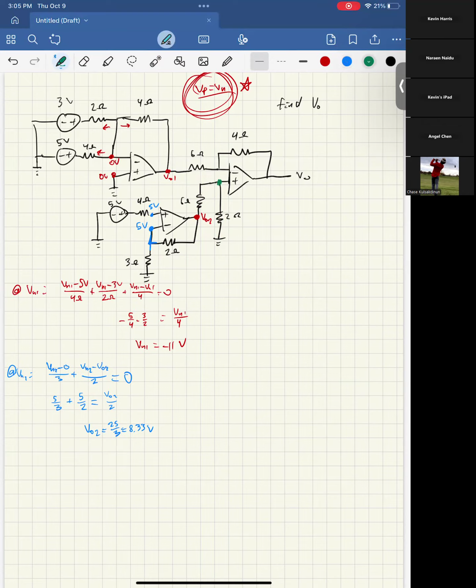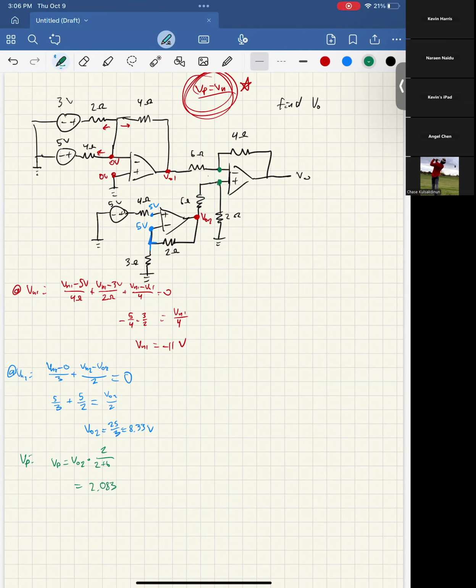So if we're trying to find VP, I'll just call this one VP. VP is going to equal V out 2 times 2 over 2 plus 6, right? Because that's the voltage divider equation. And so that's going to be 8.3 times 1/4, or 8.3 over 4, which gets us 2.083.